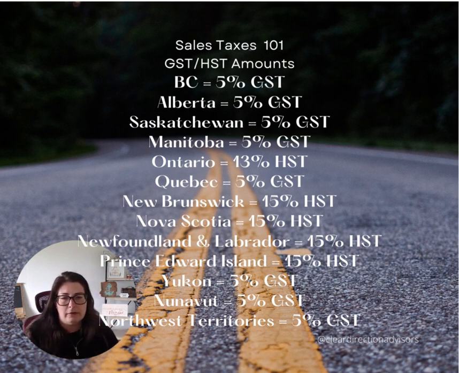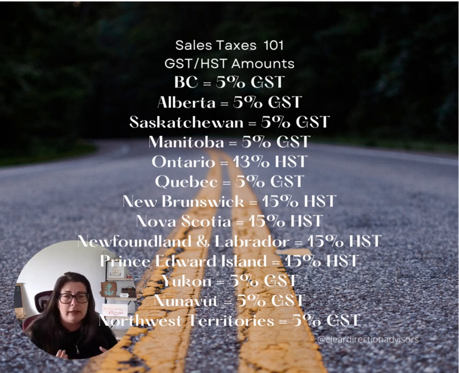But then you have Ontario with 13% HST, which is a harmonized sales tax. So that means that the provincial and federal pieces are put together. And then Nova Scotia, Newfoundland and Labrador, New Brunswick, and Prince Edward Island have a 15% HST. So this is important if you are selling across Canada, because you do need to understand what rates you're charging.